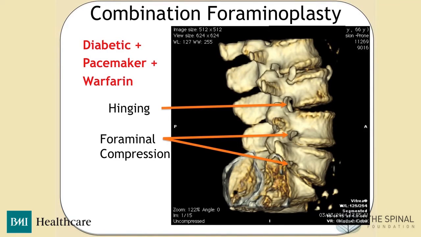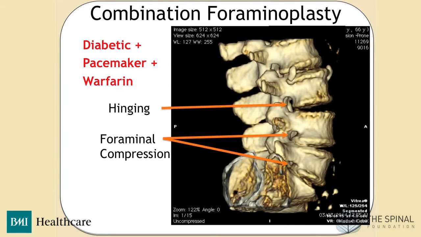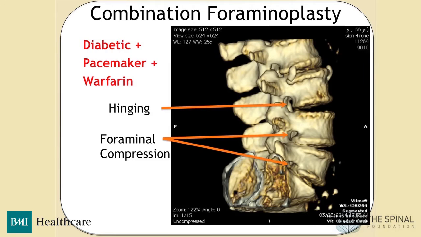So here's another case. This is a diabetic with a pacemaker on warfarin, and you're going to see when that moves that it's fairly typical that we've lost disc height here and lost disc height here. Here's the nerve coming out at that level, and then that level, and then that level. And because these are hypomobile, that patient is hinging particularly at that level. So we're getting foraminal compression. The patient is hinging here and trapping and nipping at that level.